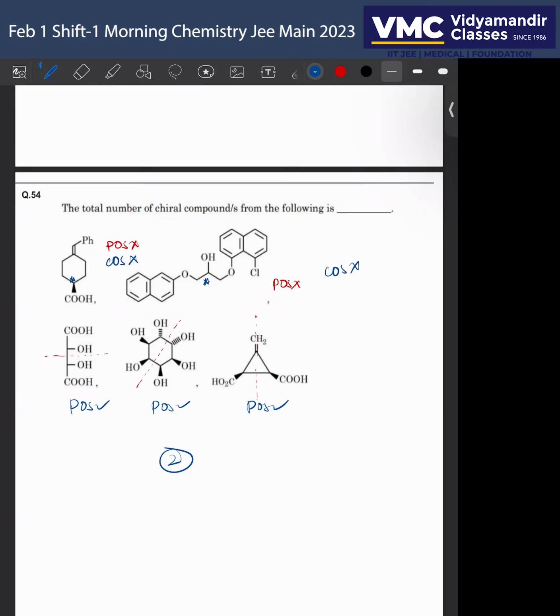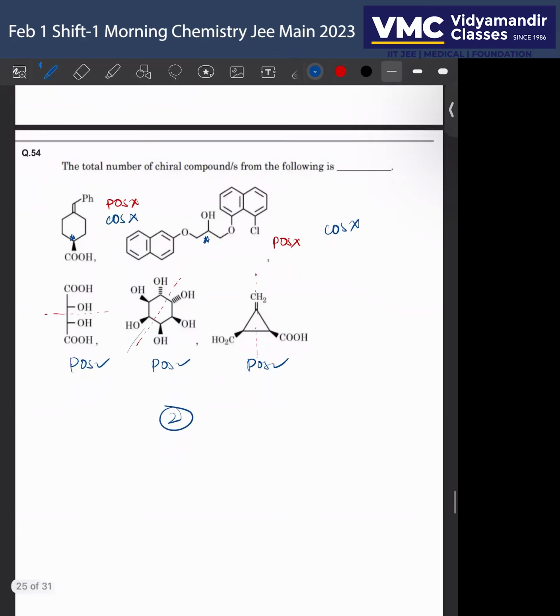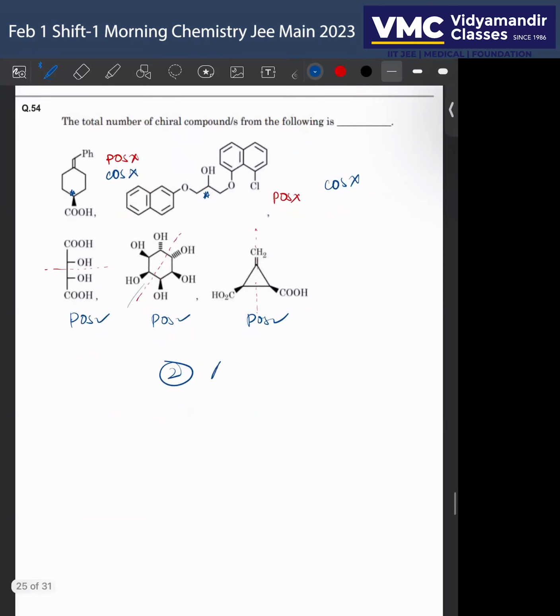So for POS, for a third, we see that POS is coming out. It is a meso compound. POS is also coming for this compound also, and there is also one POS present here. So only 2 compounds, 1 and 2, are chiral. Therefore, the right answer is 2.